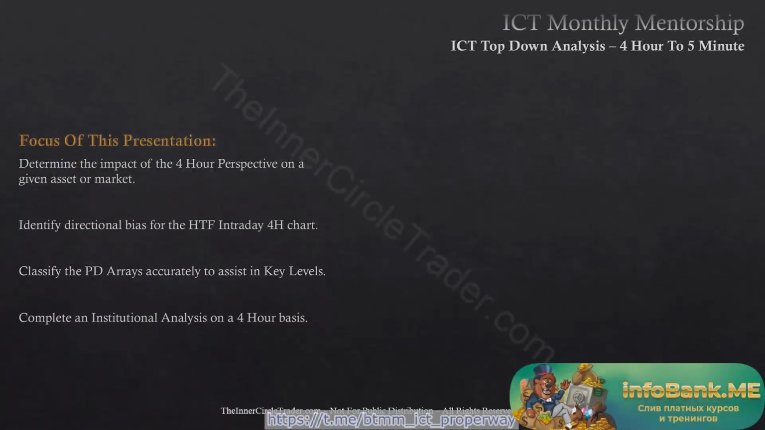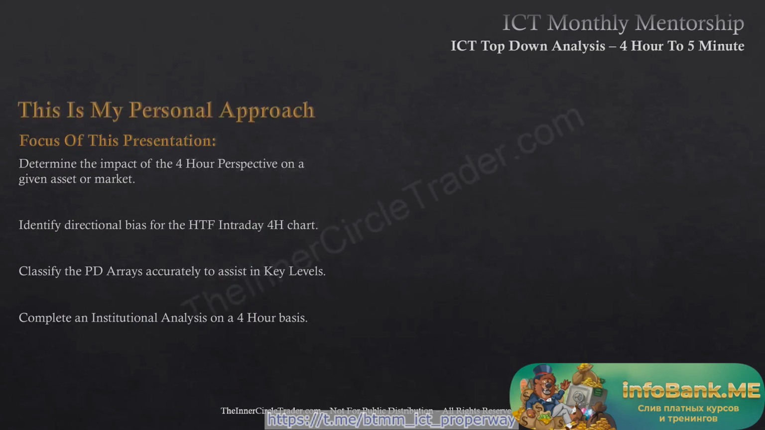Okay, let me preface it again by saying this is my personal approach. So everything that you've been taught, this is how I actually employ it from a 4-hour down to a 5-minute time frame. The focus of this presentation is to determine the impact of the 4-hour perspective on a given asset or market, identify directional bias for the higher time frame intraday 4-hour chart, classify the PD arrays accurately to assist in key levels, complete an institutional analysis on a 4-hour basis.